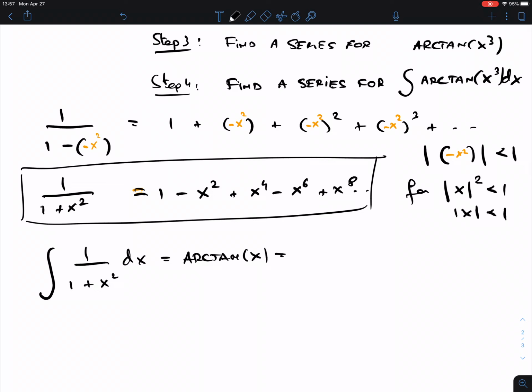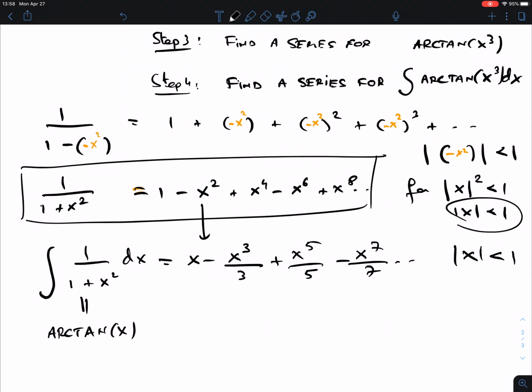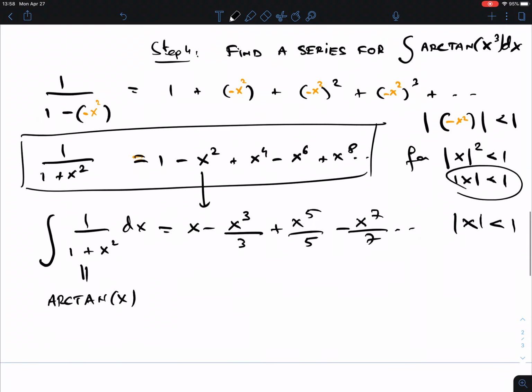So let me write it on the other side. On the one hand, we know that this is arctangent of x. And on the other hand, we know it's gotten by antideriving this series. So x minus x cubed over 3, you add 1 to the exponent and divide by it, plus x to the 5 over 5 minus x to the 7 over 7, dot, dot, dot. And this is for absolute value of x less than 1, the same condition, because integration doesn't change it. Plus c.